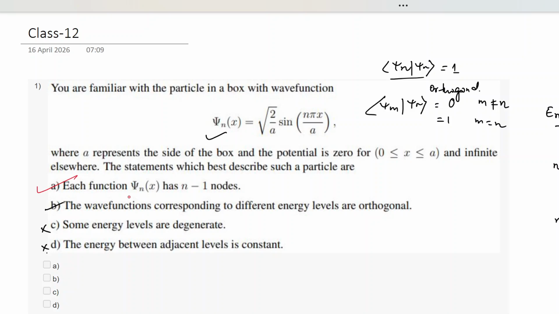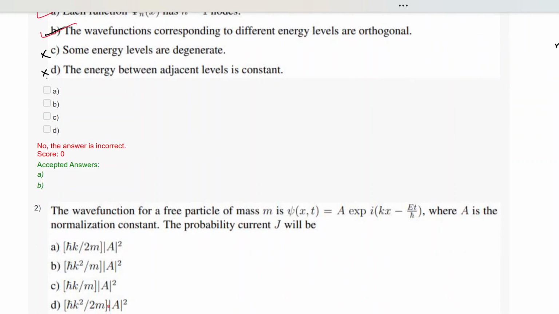Now, a and b are the correct options for question number 1. Then we go to question number 2. It is saying that the wave function for a free particle of mass m is this, where A is the normalization constant. Then what will be the probability current? So this already has a formula.